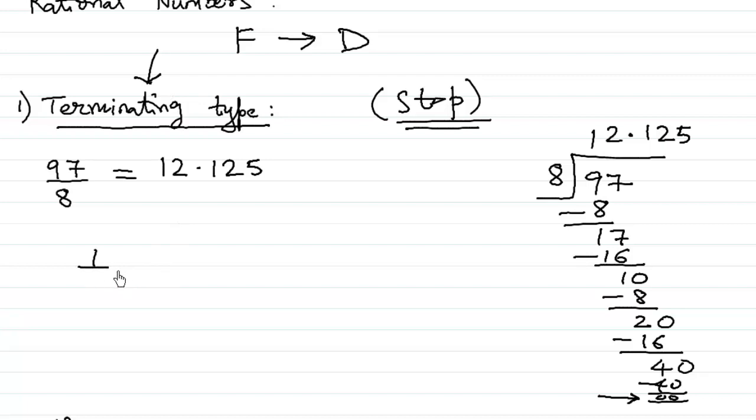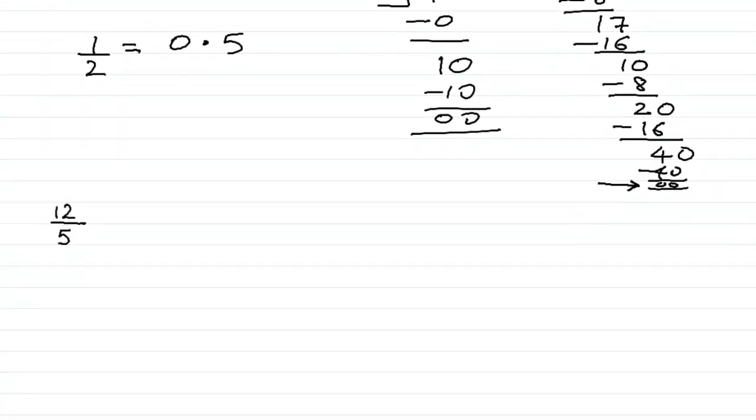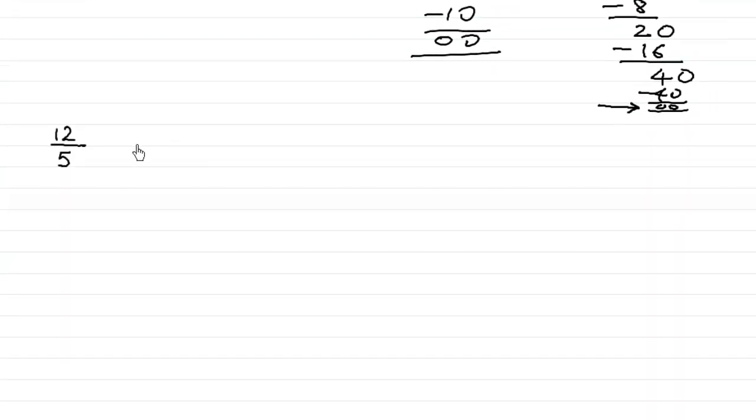Similarly, if I take 1 upon 2, and divide this in the corner, always write the 2 outside. So we can start with 2 zeros are 0, and 1 minus 0 is 1. Put a decimal point, write a 0, 2 fives are 10, and we have 0 as the remainder. So 1 upon 2 is 0.5, and this also belongs to the terminating type. Let us take another example, 12 upon 5.